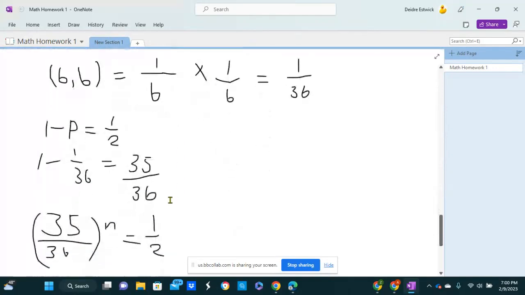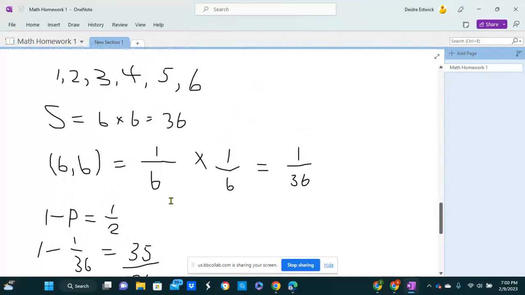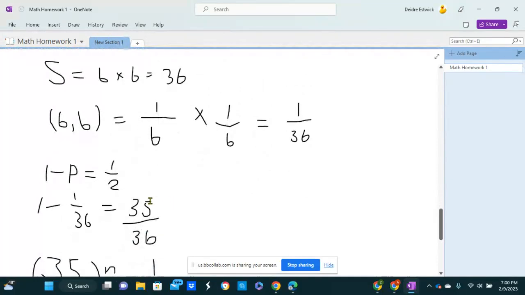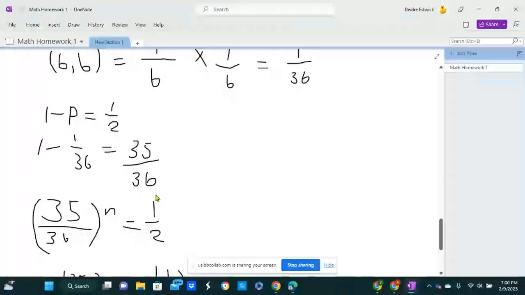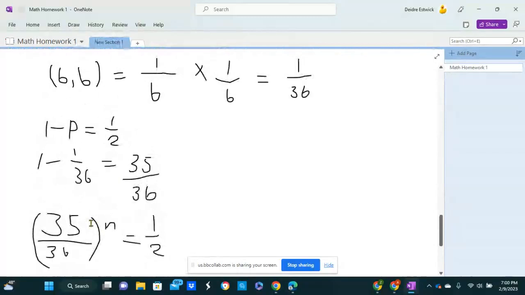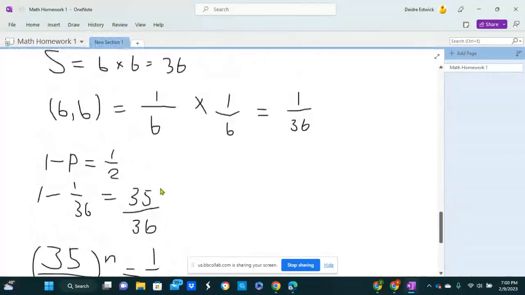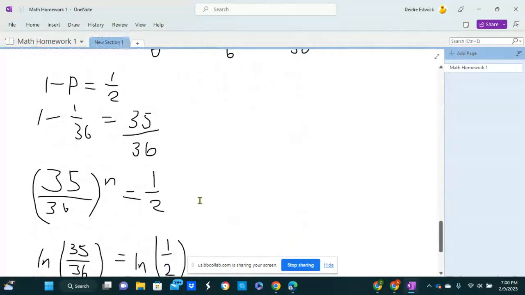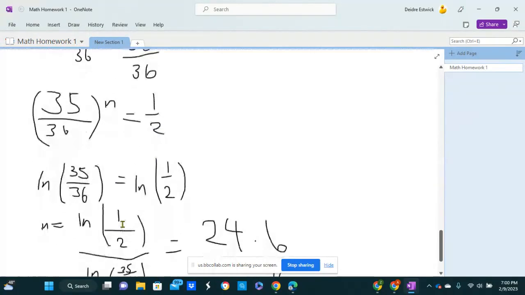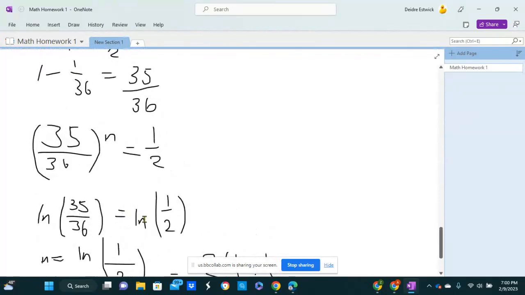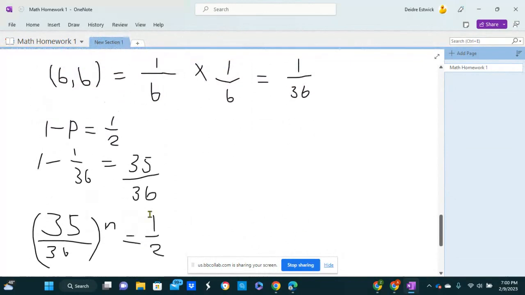So the probability of not getting a double 6 is 1 minus 1 over 36, which is 35 over 36. Then 35 over 36 to the power of n, when we're trying to find n, to see what equals half. So we use a log function. Missing n. Where's your n? The 35 over 36 to the n. You're missing n here.